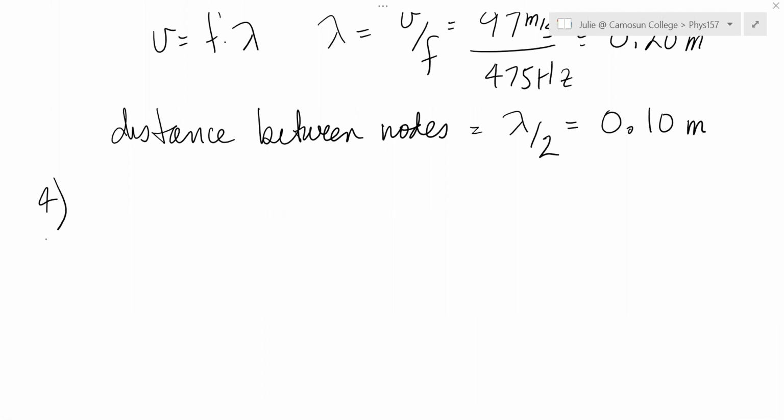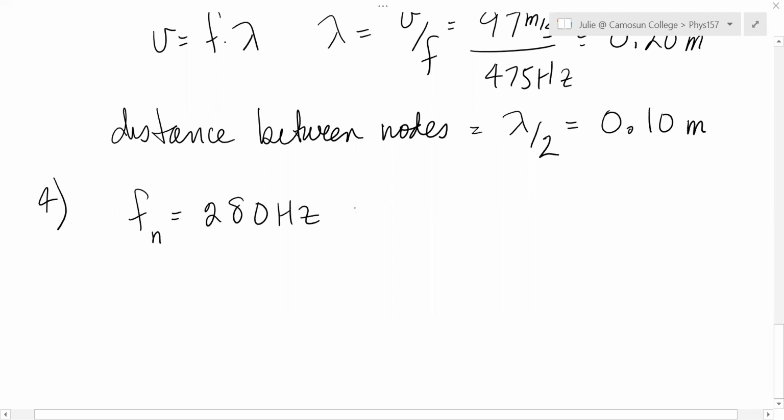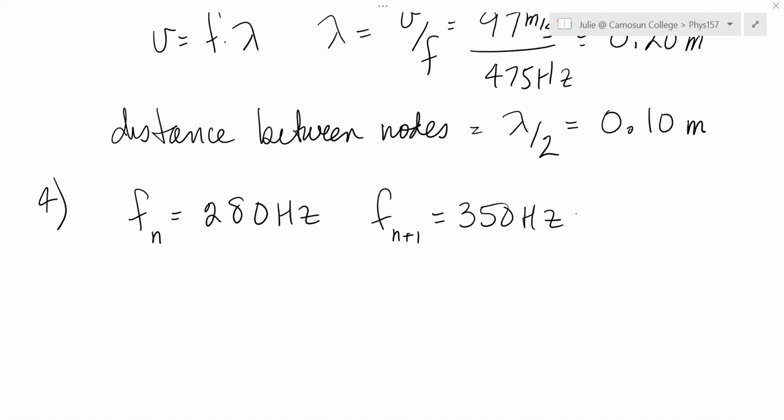Number 4, it says 2 successive overtones of a vibrating string are 280 and 350. So we have Fn is 280. And the next one, we don't know what n is, but we just know they're adjacent. So this must be n plus 1 is 350. N could be anything. It could be 6 or 7 or 8. We don't know. But we want to know what the frequency of the fundamental is. So we want to know what F1 is.